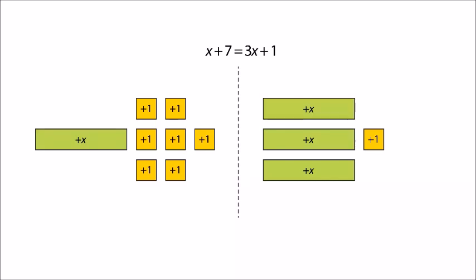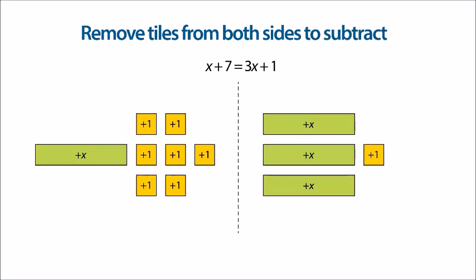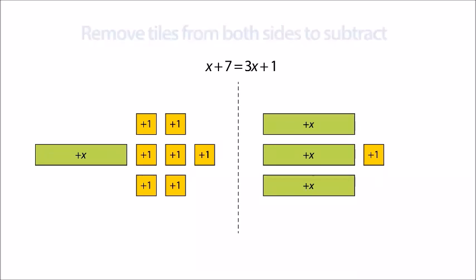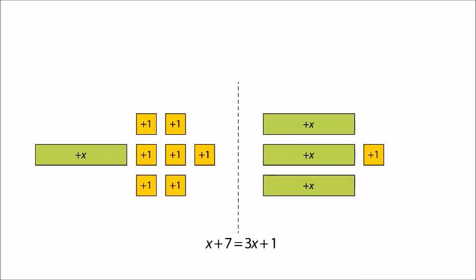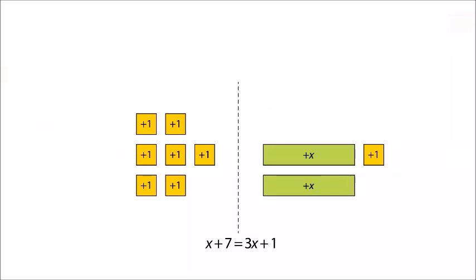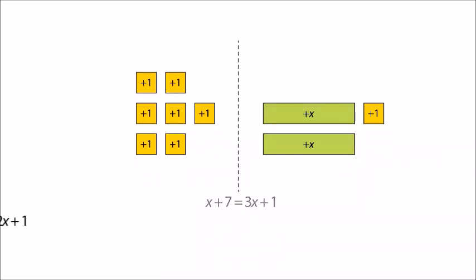It might be helpful to put an equals sign on the line too. Subtracting terms from both sides of the equation can be shown by removing tiles. It is important to see how the equation changes as this happens. We can remove an x term from each side and write the new equation below.